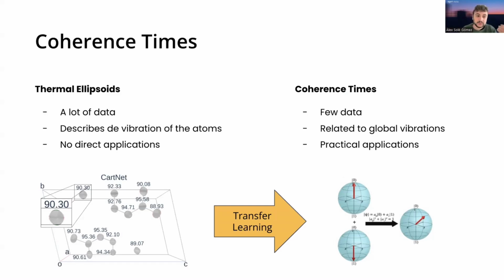But the thing is that we can train with thermal ellipsoids, for which we have a lot of data because a lot of people measure in experimental labs how these atoms behave, and it also describes a kind of vibration, and this losing of the superposition state is also based on the vibrations.